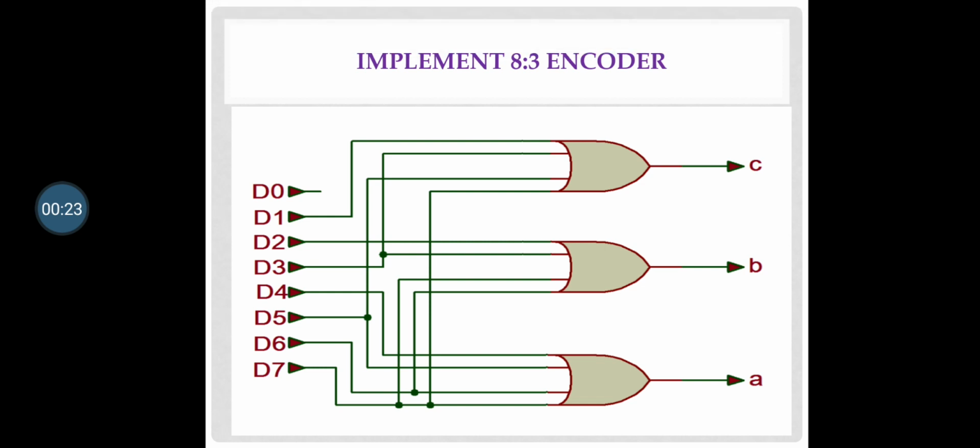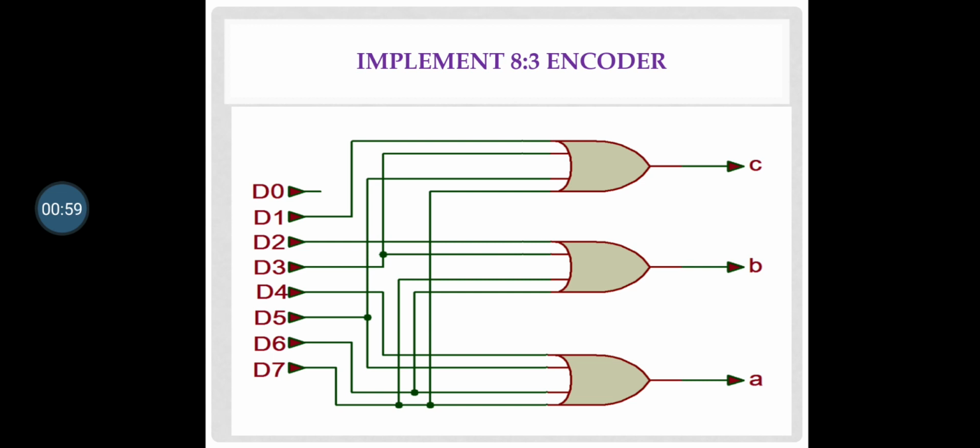So here you can see the logic diagram of the 8:3 encoder. There are 8 switches or 8 inputs and 3 outputs. The switch which is selected, depending on that a binary code will be generated. For example, if D0 is selected, then D1, D2, D3, D4, D5, D6, D7 will be 0 and D0 will be 1. The output generated will be all 0, so A0, B0 and C0.